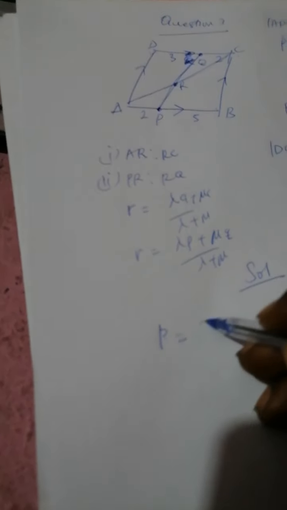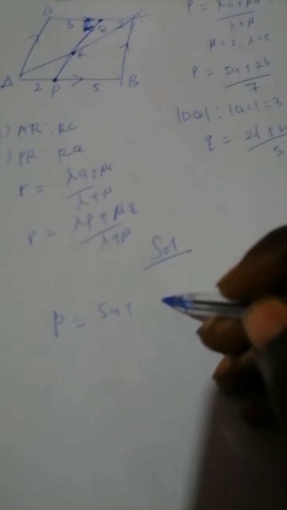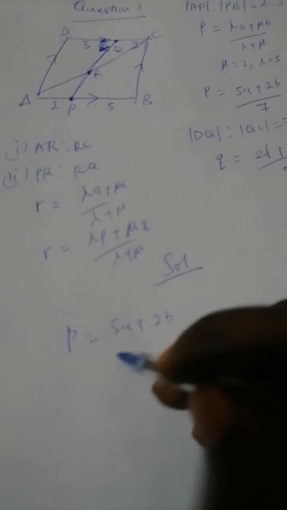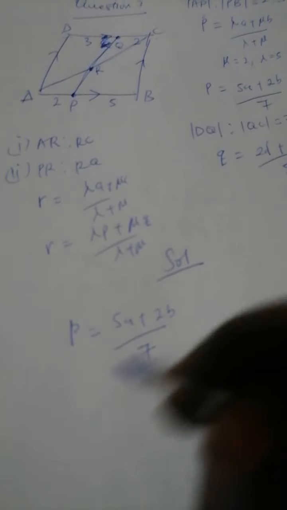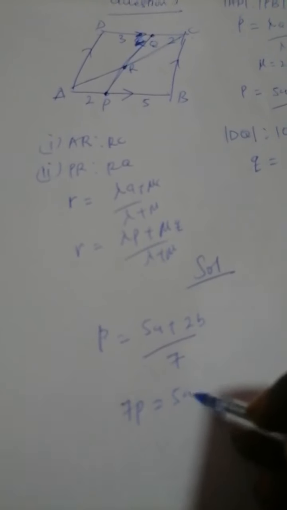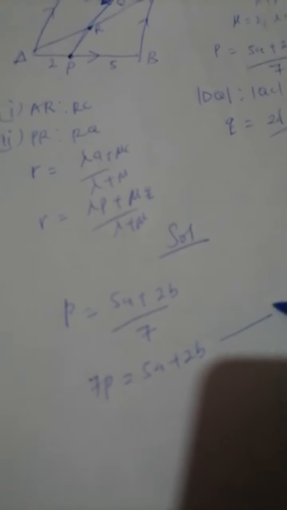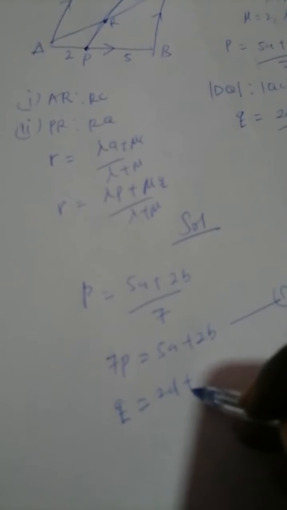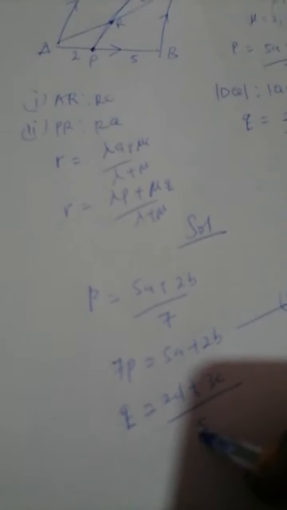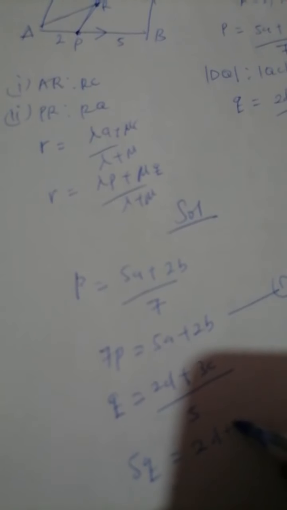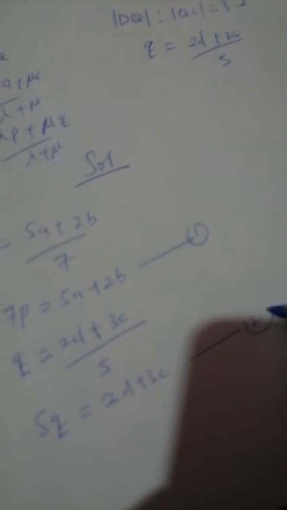So what do we have? We have that P is 5A plus 2B over 7, right? So we can cross multiply to get 7P equal 5A plus 2B. And call this equation 1. We know Q is also 2D plus 3C over 5. So 5Q equal 2D plus 3C. And call this equation 2.